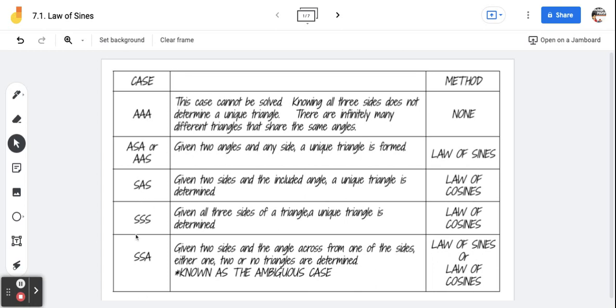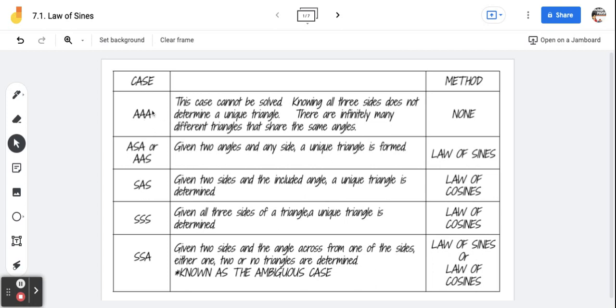So in the cases here, we have the different cases: angle, angle, angle; angle, angle, side; angle, side, side; side, side, side; or side, side, angle. So it sounds a little bit like geometry when you're doing triangle congruency or triangle similarity. So this is different. We're not trying to prove it's two triangles. We're looking at one triangle.